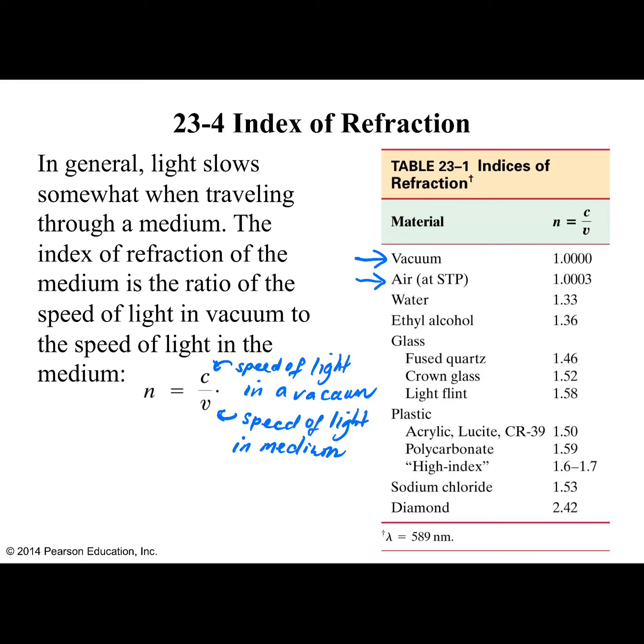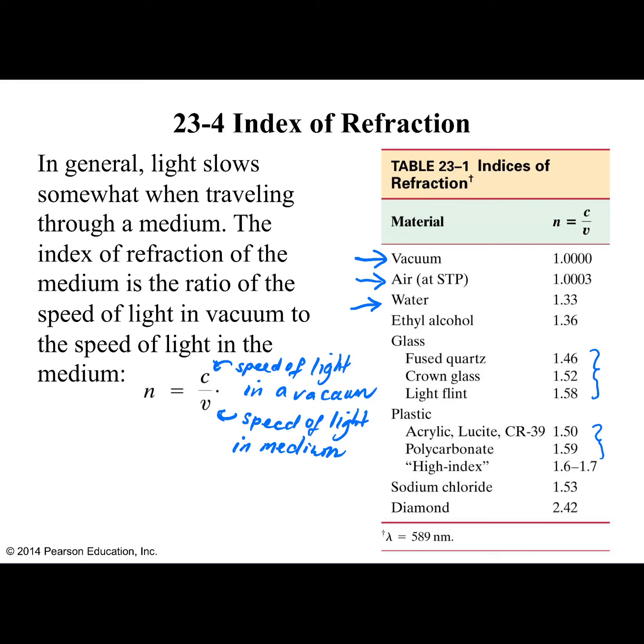Another one to take note of is water. It's about 1.33. And in glass, it depends on what type of glass, but in general, it's about 1.5. So here's a number of glasses. And then we have plastics and acrylics, also about 1.5. And then ranging to diamond, which is like 2.42.